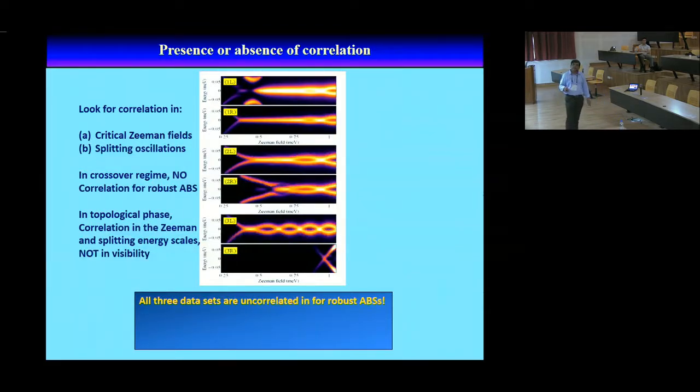So all three data sets are uncorrelated for robust unreal bound states, and they become correlated above a certain Zeeman field.